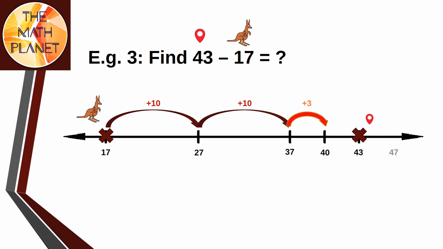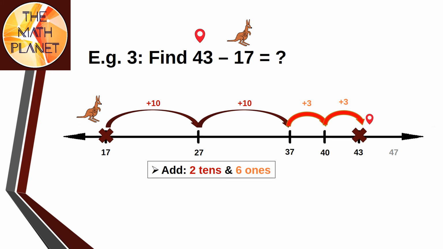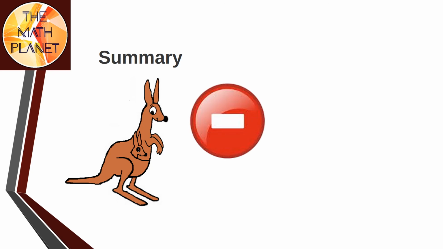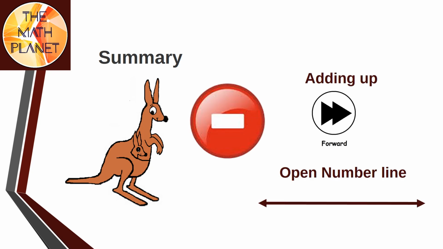If I add 3 ones, I will reach 40. Then I will add 3 more ones to reach my destination point at 43. So, in order to solve this equation, I needed to add 2 tens and 6 ones, so the difference is 26. To sum up today's lesson, today we learned how to perform subtraction by adding up using an open number line.